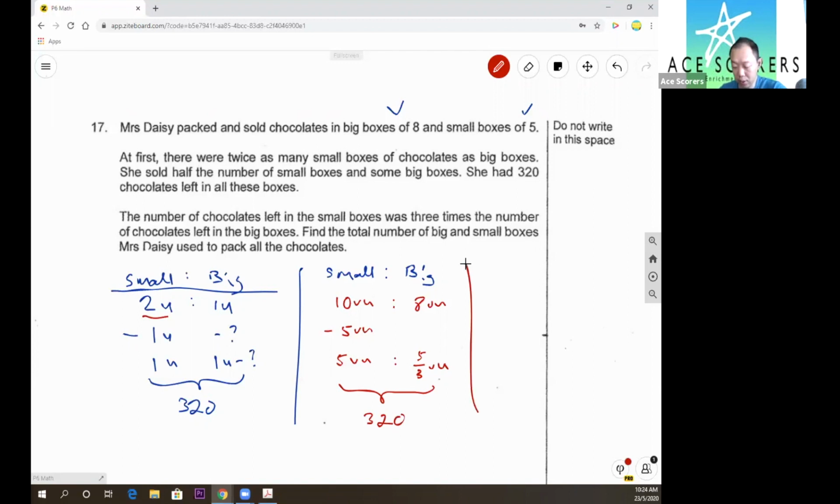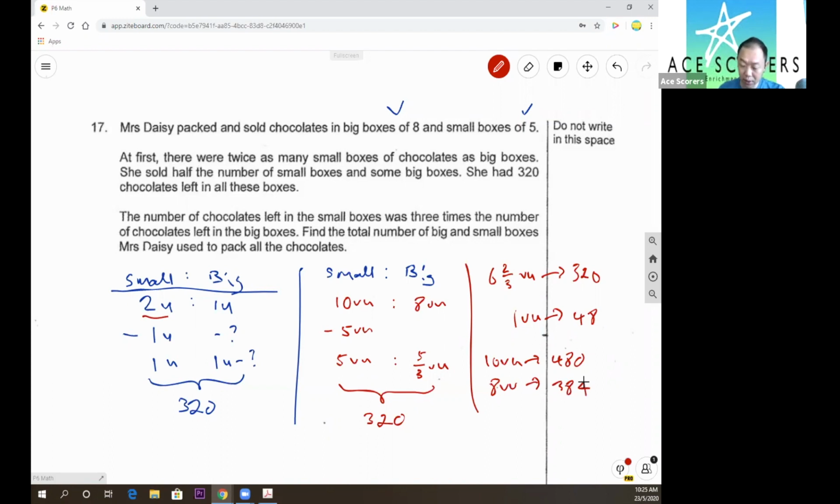So this is 1 and 2 thirds. So 6 and 2/3 VU is 320. I can find 1 VU first. 320 divided by 6 and 2/3 is 48. So 1 VU is 48. What are we supposed to do? Find the total number of big and small boxes. So 10 VU is 480. 8 VU is 48 times 8, which is 384.